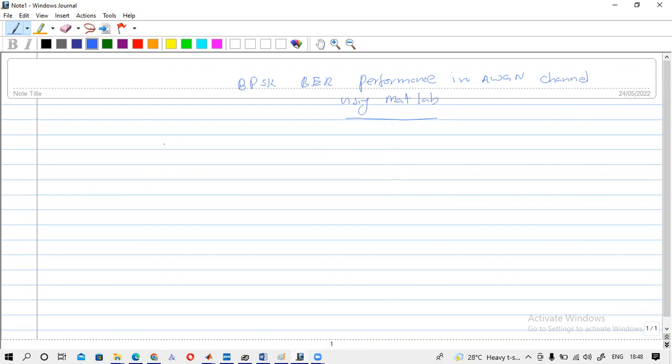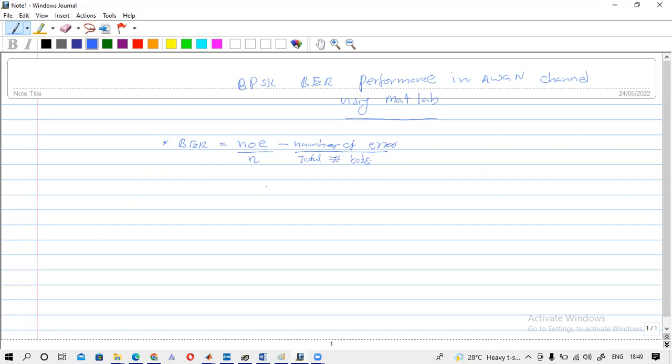Okay. So I think you know what BER is. That is bit error rate. Bit error rate is defined as the number of errors divided by the total number of bits. So this is the number of errors, divided by the total number of bits. So this is the bit error rate.